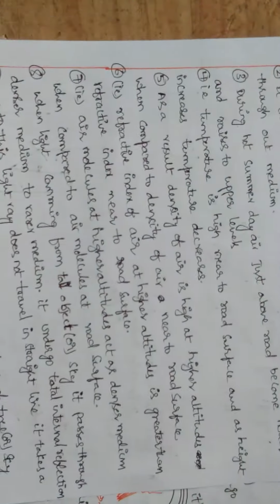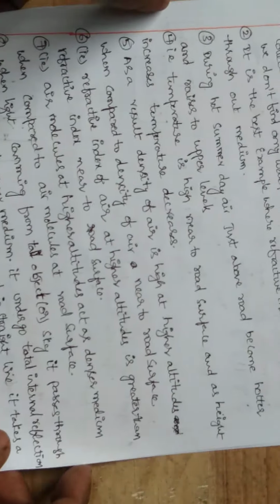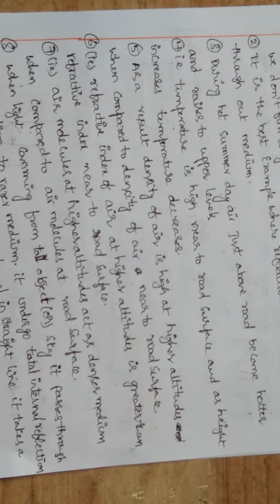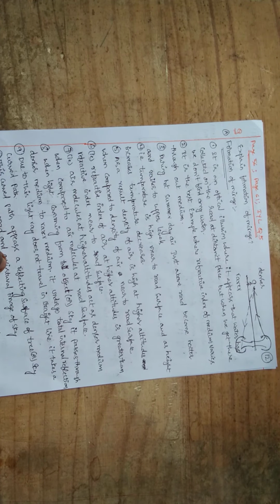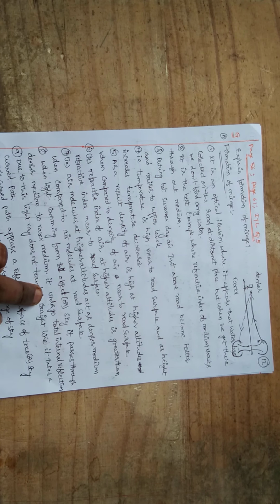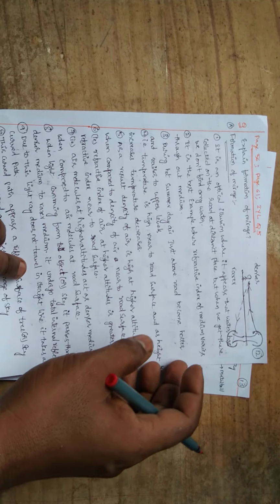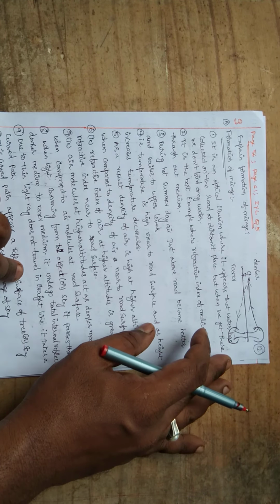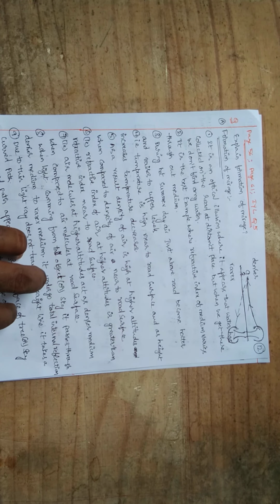Now coming to page number 56, a very important question is provided here. That question is: explain the formation of mirage. In the textbook, page number 56, and textbook backside, Improve Your Learning questions, question number 5.